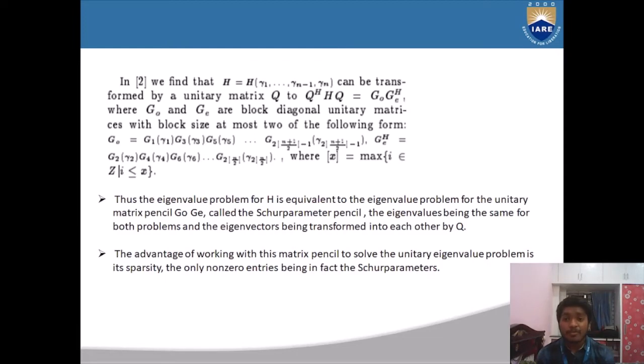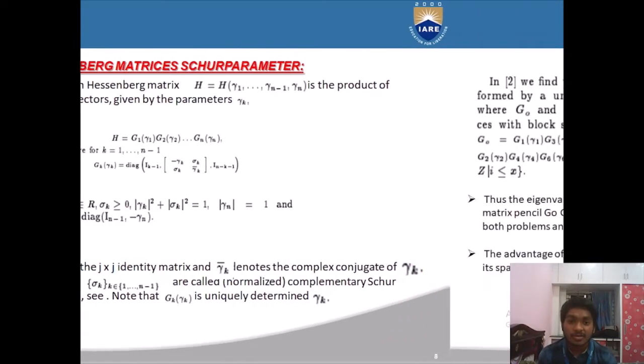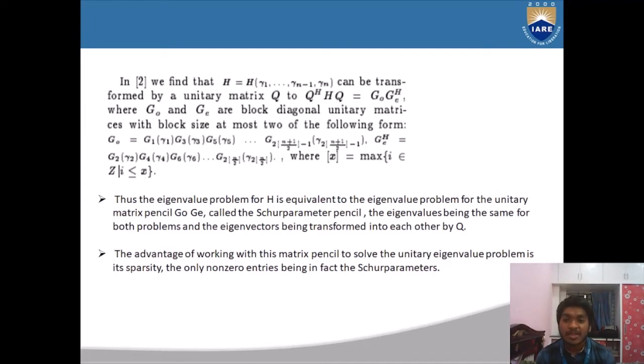In equation 2, we find that H = H(γ1, ..., γn−1, γn) can be transformed by a unitary matrix Q to Q^H H Q = G0 Ge^H, where G0 and Ge are block diagonal unitary matrices with block size at most 2, of the following form. G0 equals G1(γ1), G3(γ3), and G5(γ5), and so on.